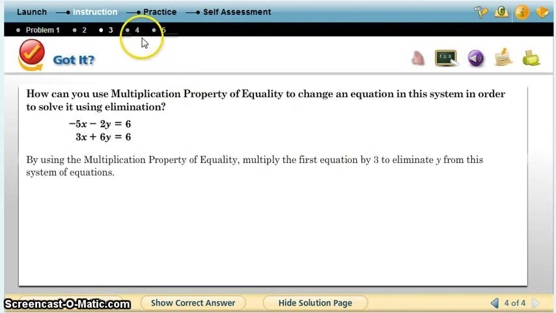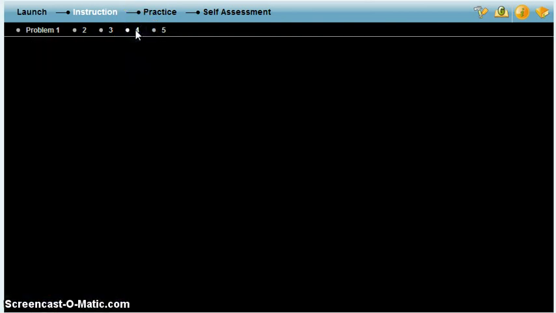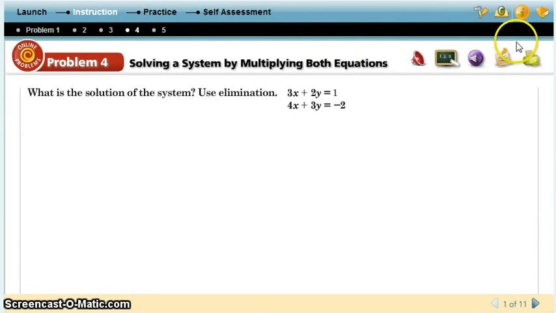Now we're going to look at an example where, with the two equations, you cannot multiply just one equation. You're going to actually have to manipulate both. In this problem, you will solve a system by multiplying both equations. What is the solution of the system? Use elimination. The first equation in the system is 3 times x plus 2 times y equals 1. The second equation is 4 times x plus 3 times y equals negative 2.